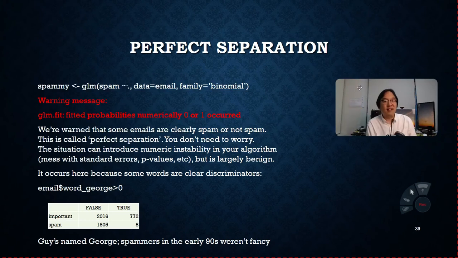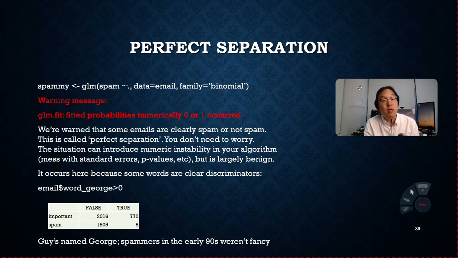Okay, fine. There will be a warning message like this. Ignore it. We are warned that some emails are clearly spam or not spam. This is called a perfect separation. We don't need to worry. Okay, the situation can introduce numeric instability in your algorithm, mess with standard errors, mess the p-values, etc. Multicollinearity issues will be there, but it is largely benign. Okay, fine over here. Just as a first baby step, let's just do it.